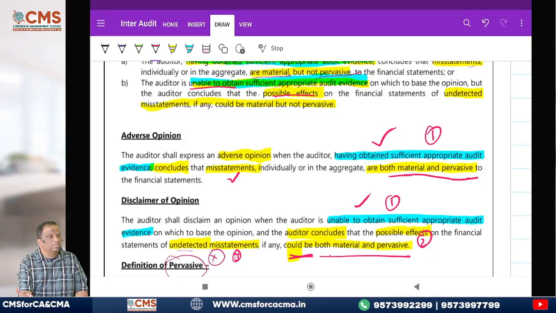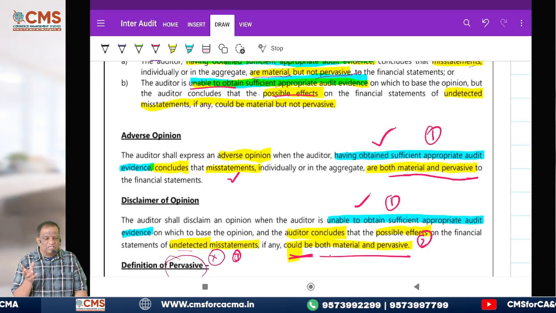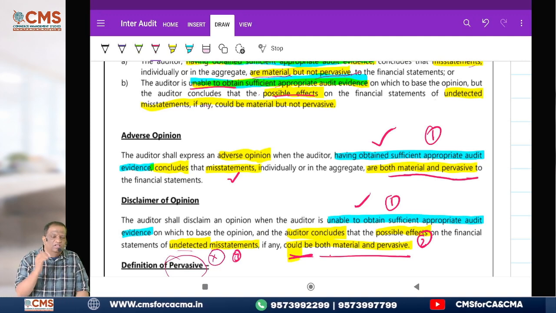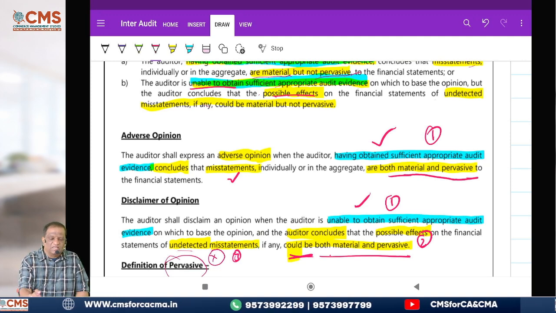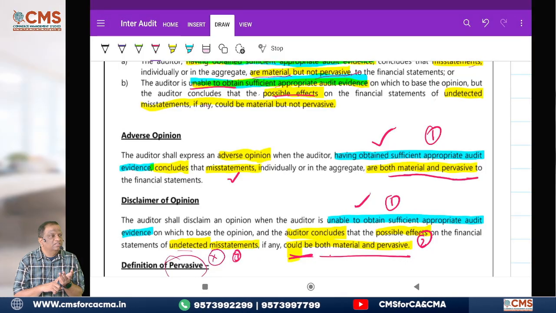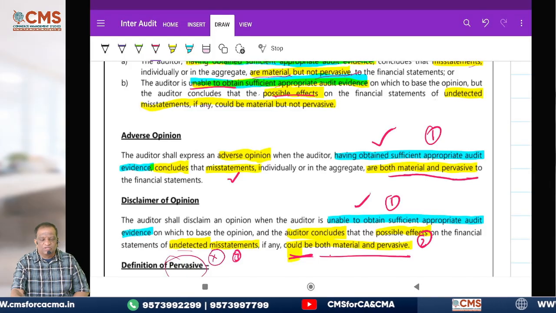Now look at adverse definition. What is adverse definition? Before reading, have an understanding. When I say adverse opinion, row side and column side, think of it. Now what are the permutation? Now you tell me for the last time. Adverse opinion. What are the two things that should coordinate? Misstatement, material and pervasive. That is what we will see here.